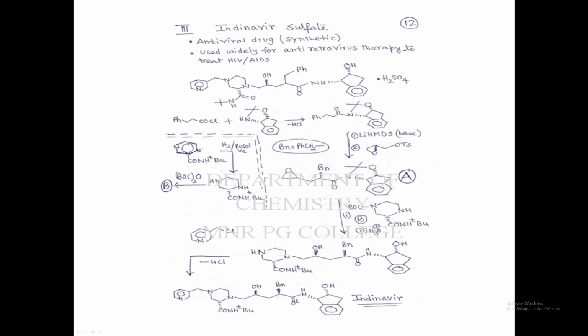Now indinavir, by salt formation in another step, will be converted into indinavir sulfate. Okay, fine. Now the synthesis of indinavir starts with the elimination of HCl and ends also with the elimination of HCl. So in this way we will be able to synthesize the antiviral drug indinavir sulfate, which is extensively used for treatment of AIDS. The full form of AIDS is acquired immunodeficiency syndrome.